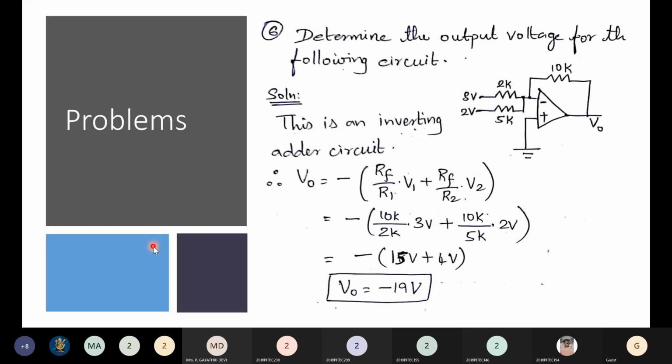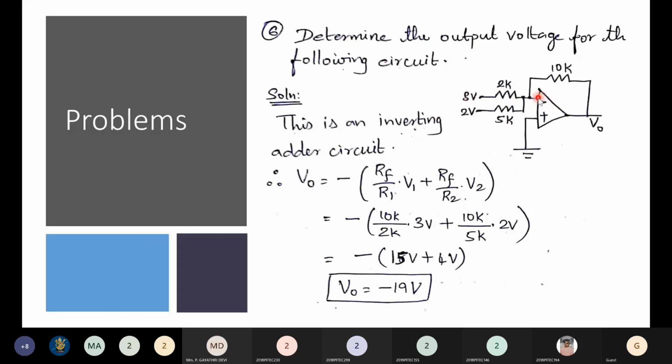Okay, so now we have seen a few applications of the adder. Let's try the problems. A very simple problem: determine the output voltage for the following circuit. Whenever a circuit is given and they are asking you to find the output of the circuit, how will you do the problem? First, you have to identify what type of circuit this is. How will you identify? When you have multiple inputs at the same terminal, it is an adder circuit. So you have two inputs at the inverting terminal and therefore it is an adder circuit.